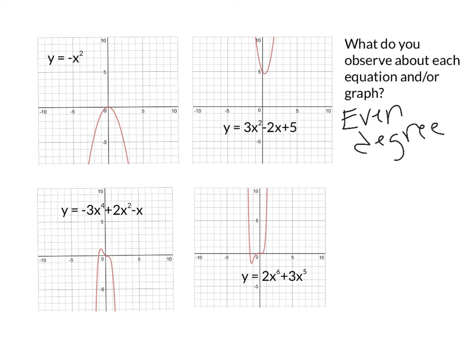Now, if we had taken a moment to draw in our arrows on the graphs, you might have observed that the arrows were always pointing in the same direction. This will be true for any even degree function.